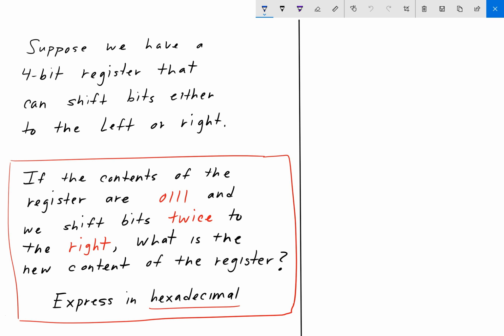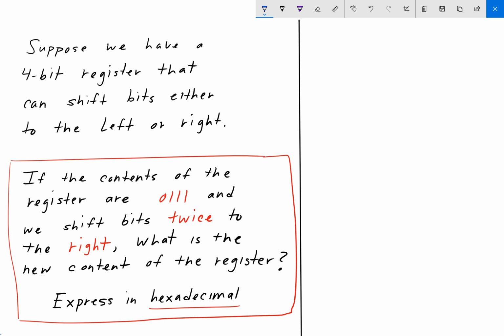For this next problem, we have a shift register problem. Suppose we have a 4-bit register that can shift bits either to the left or to the right. If the contents of the register are 0111 and we shift bits twice to the right, what is the new content of the register? That's the question, and the answer is expected in hexadecimal. As always, pause the video, give it a shot, and we'll go over the answer in a bit.